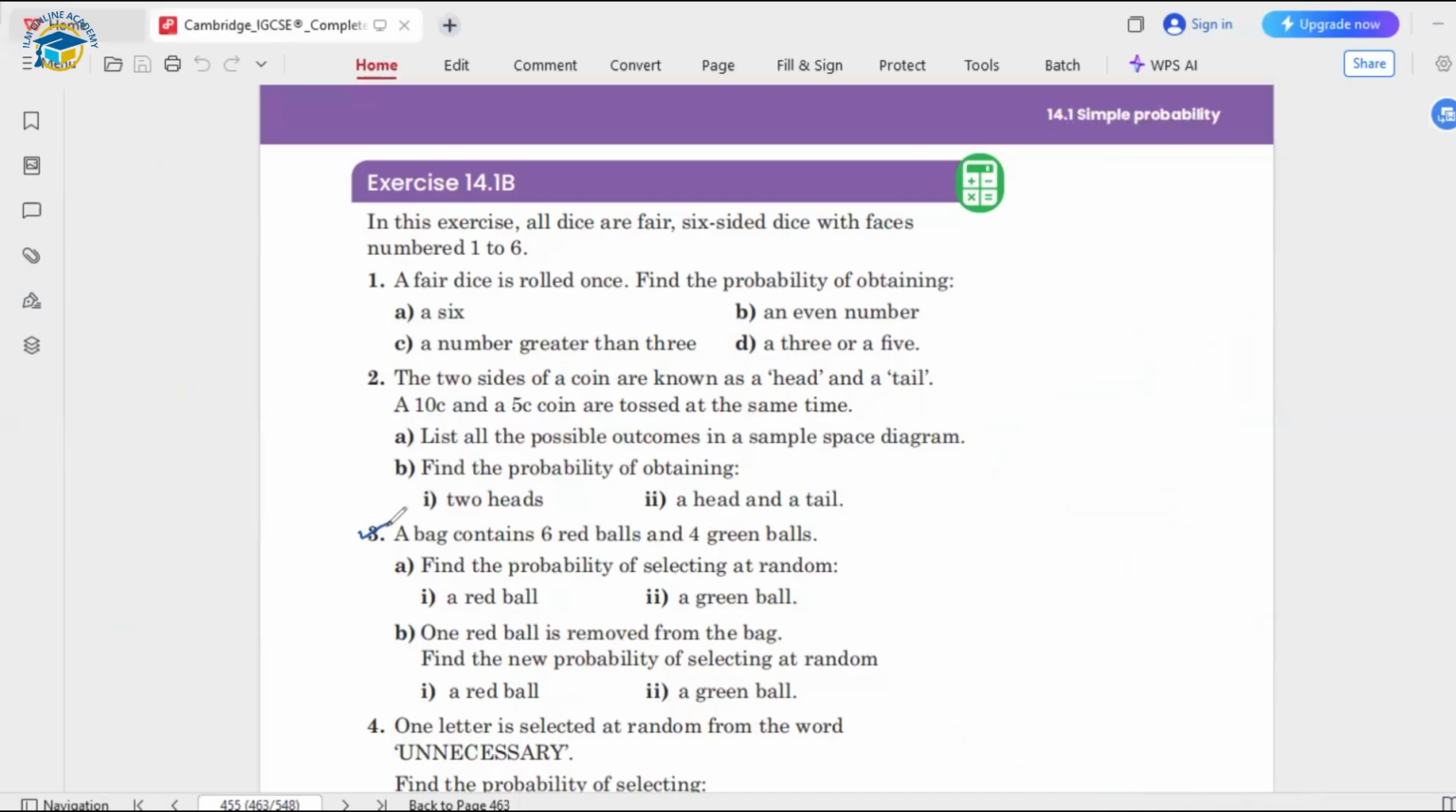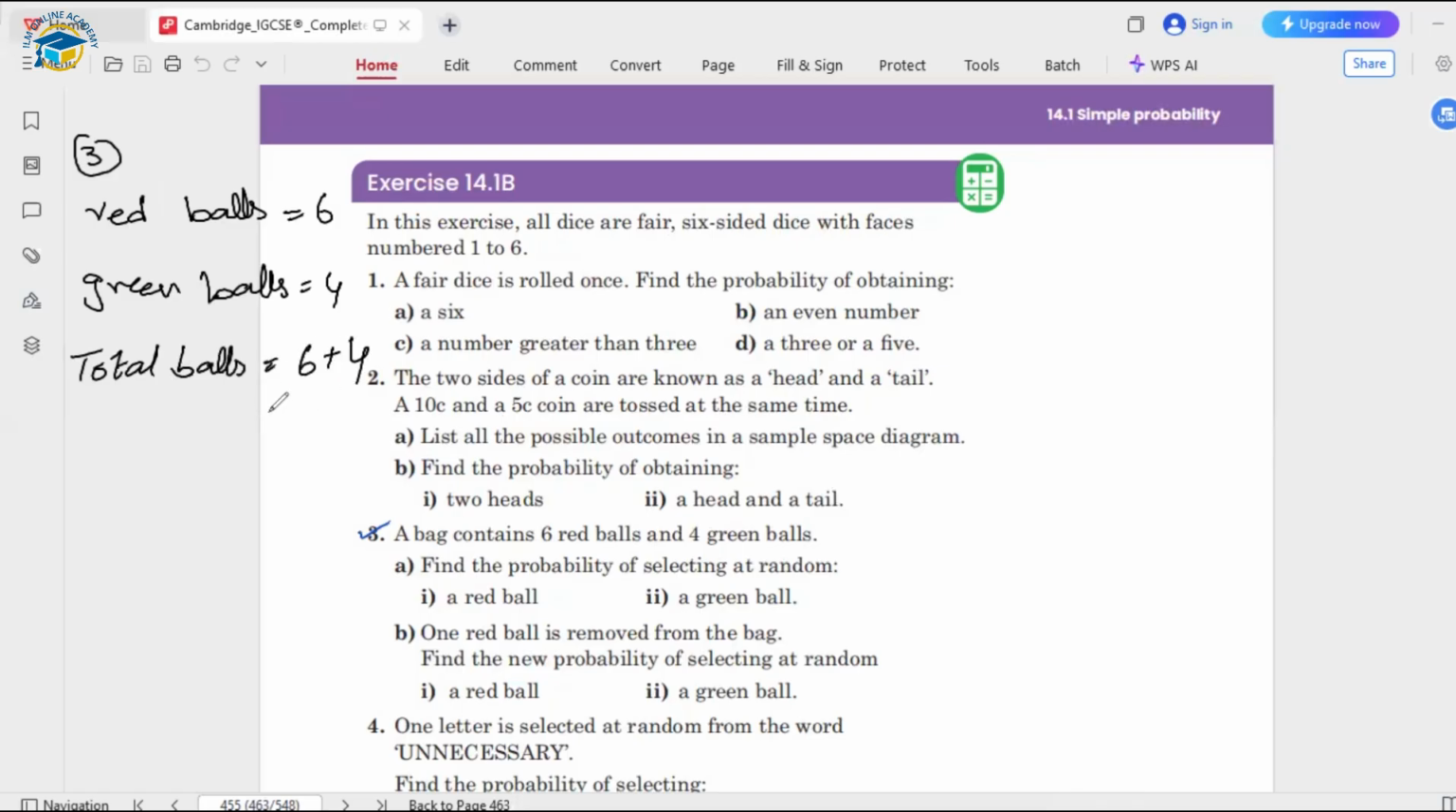In this, they're saying a bag contains 6 red balls and 4 green balls. So find the probability of selecting at random a red ball and a green ball. Basically for part number 3, they gave us red and green balls. The red balls are 6, and the green balls that they gave us are 4. If I talk about the total balls, because we must know the total probability, only then we will divide it further. So 6 plus 4 will be 10. Okay, total possibility we got.